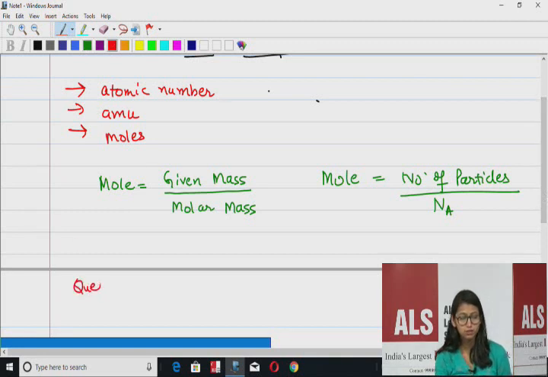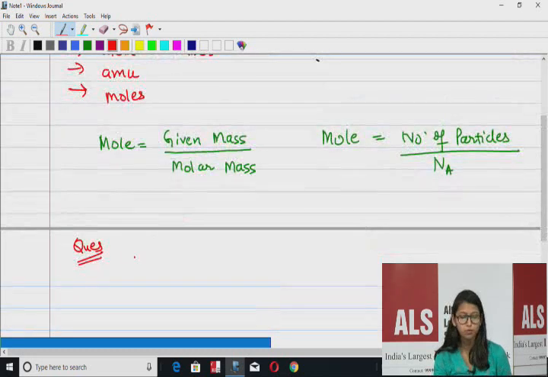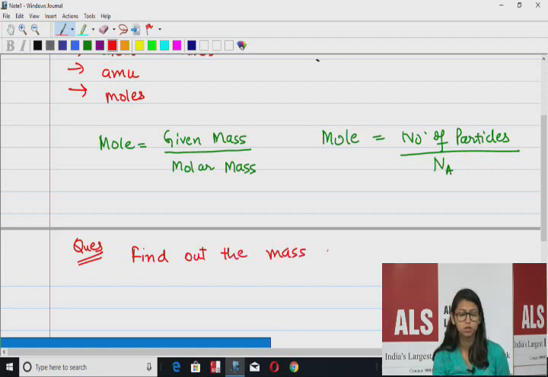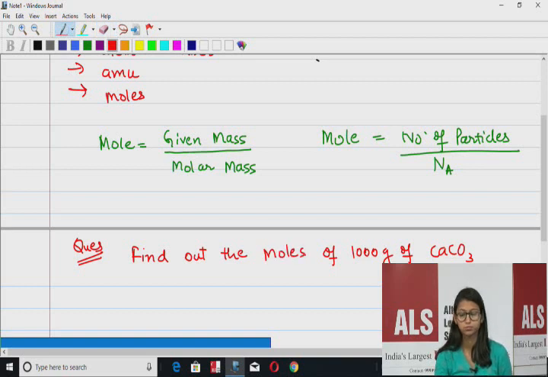Let's do some questions. I'm giving you one question so you can better relate it. Find out the moles of 1000 grams of CaCO3. Sorry, mass is already given, so you have to find out the moles. Just try.